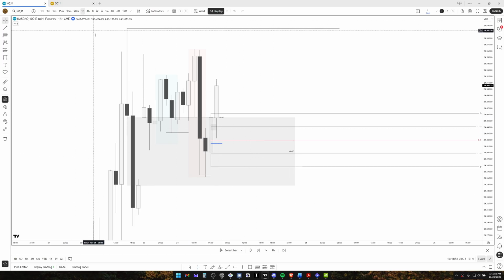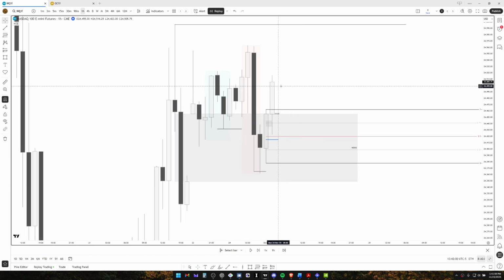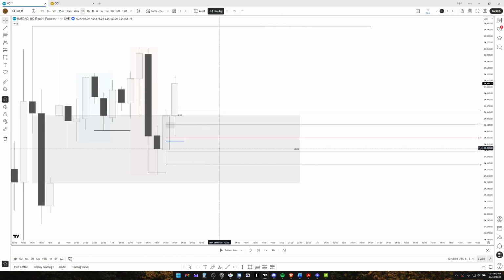So you see how we open at the 50? Yeah, we open, we push down, we almost tap the 50, we're almost at the order block, but then we start to reverse here, right? Yeah. But remember what I told you, right? The wicks equal the swings.